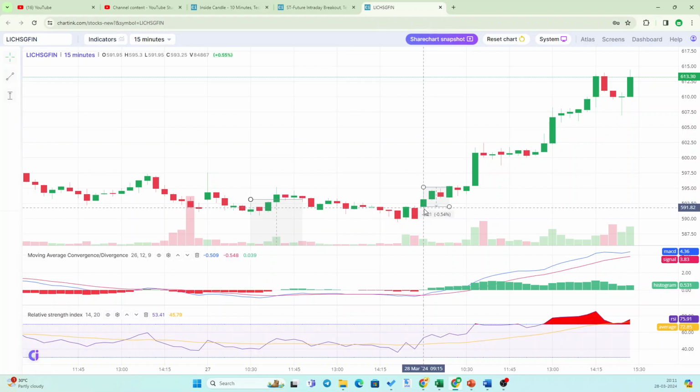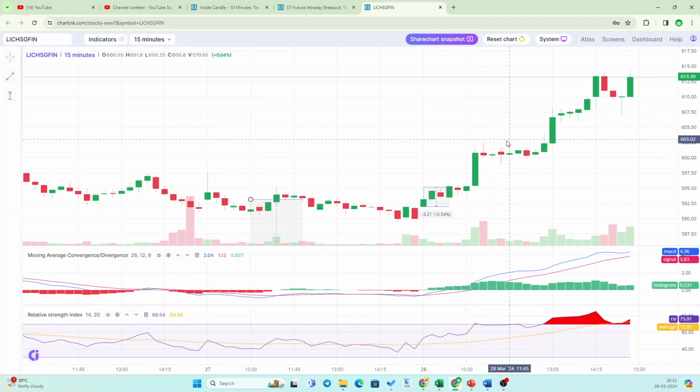We will keep a buffer of 1 point. If it is at 592, we'll put the stop loss at 591. So once it is crossing 600, then immediately we'll put the stop loss at this candle with a buffer of 1 point. Then for around 2 hours it was just moving here and there.